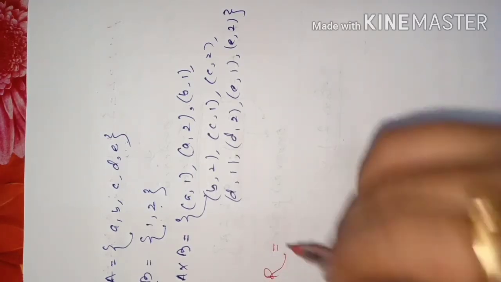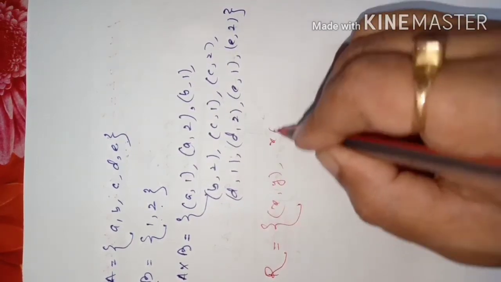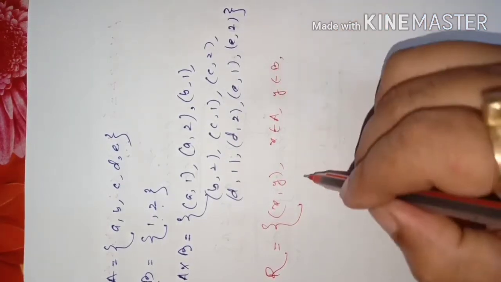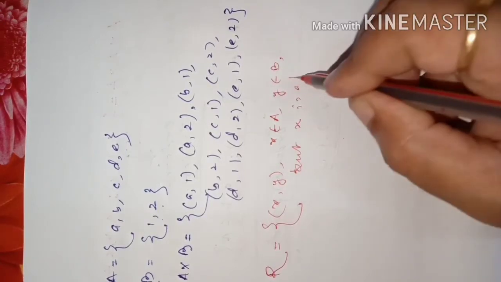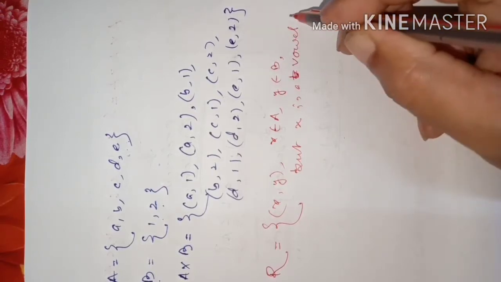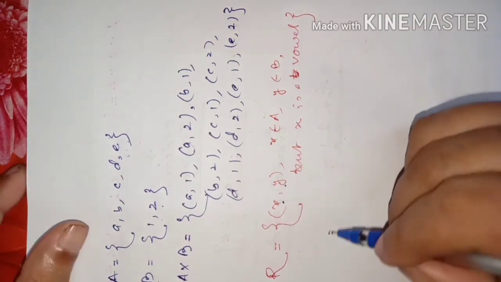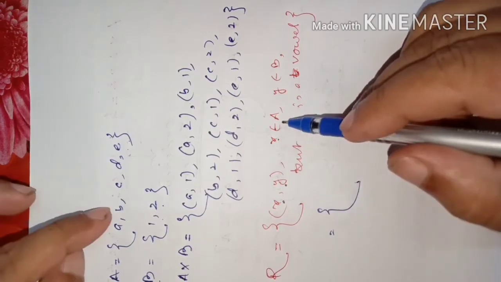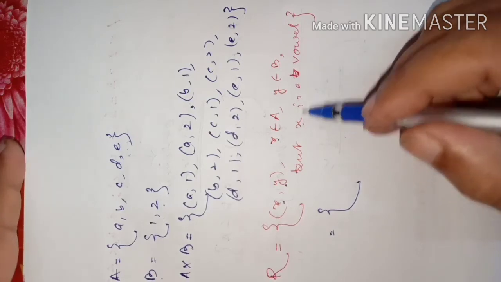Now suppose I ask you to write a new set of ordered pairs from A cross B, say (X, Y), where X belongs to A and Y belongs to B, but X is a vowel. Suppose I have given a condition like this: X is a vowel. So X comma Y you have to take, but the condition is that X will come from A and Y will come from B. Again, the condition is that X is a vowel.